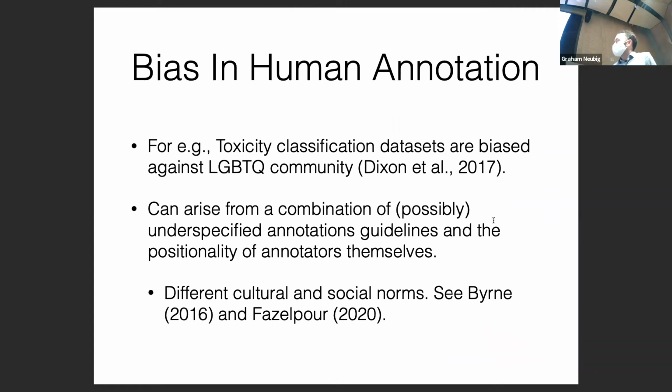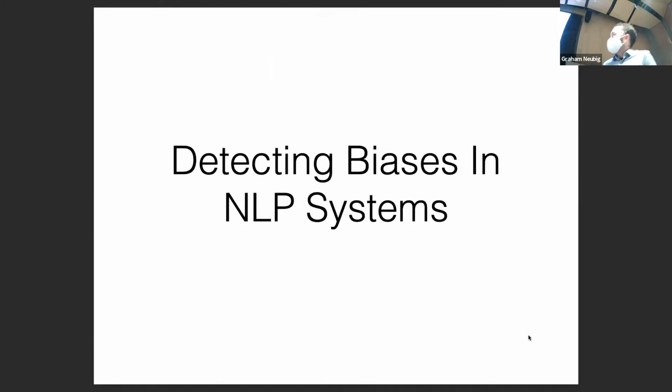There's also bias in human annotation. For example, if you ask humans to annotate whether something is hate speech, people who do not fully understand the speech because they don't belong to the community it is targeted towards can make mistakes and say something is hate speech when it's not. And it can arise from underspecified annotation guidelines and from having different cultural and social norms. So there are some examples of this as well.